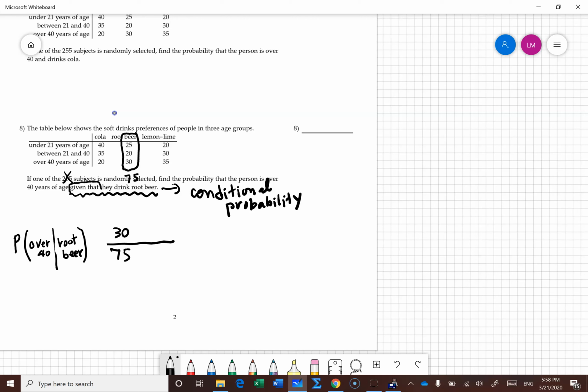That's what it means. That means, what is the probability of people over 40, given that the person drinks root beer? So instead of 255, it's not 255 anymore, it's 75. So this is 5 times 6 and 5 times this. Or we can do more, 3 times 2, 3 times 5. So this is 2 over 5, or 0.4.